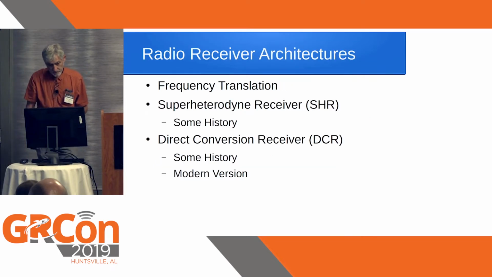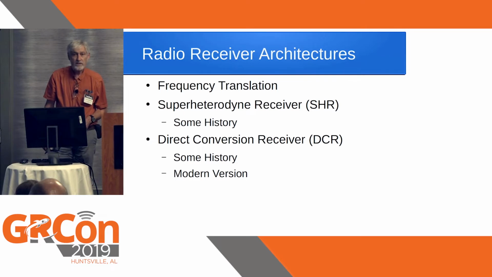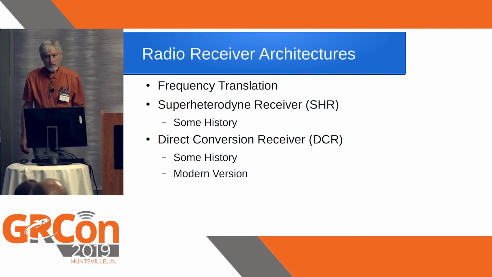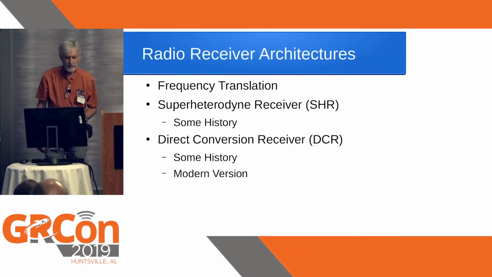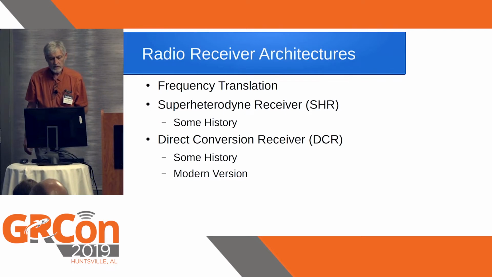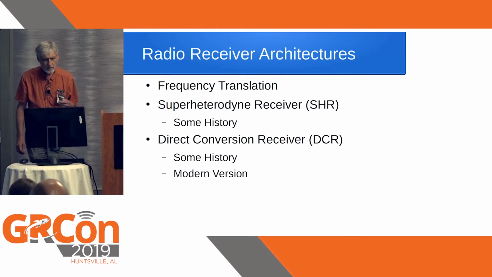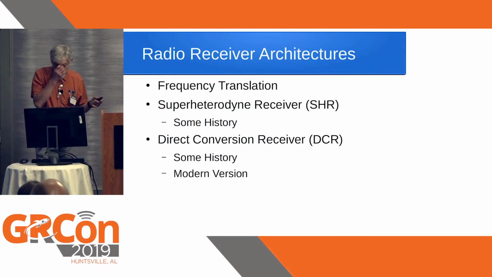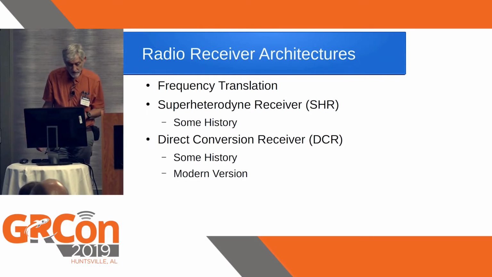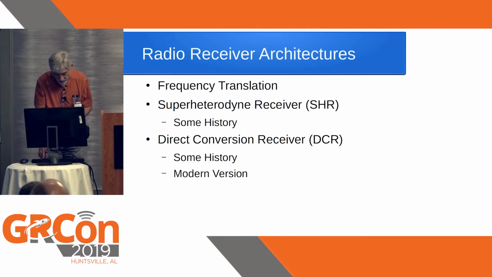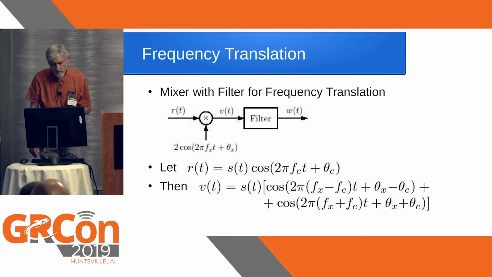Okay, so first of all, we look at radio receiver architectures. We look at frequency translation as being one of the basic building blocks when you build radios. And then the two main architectures, the superheterodyne receiver, SHR, and direct conversion receiver, DCR. I did not put in the direct RF receiver technique that has been talked about by Analog Devices just a little bit ago.